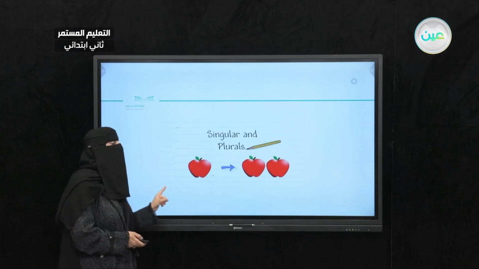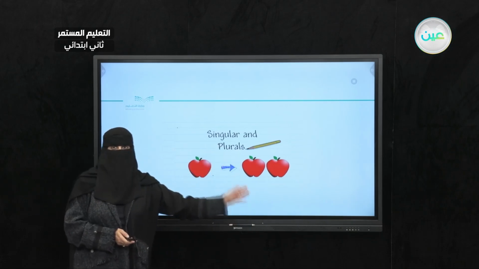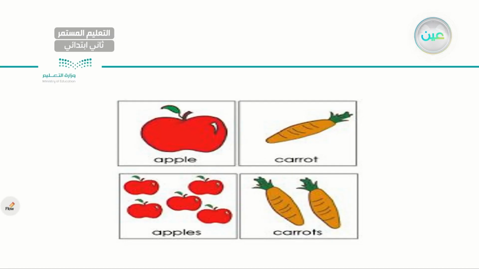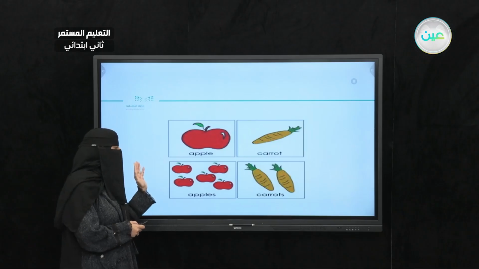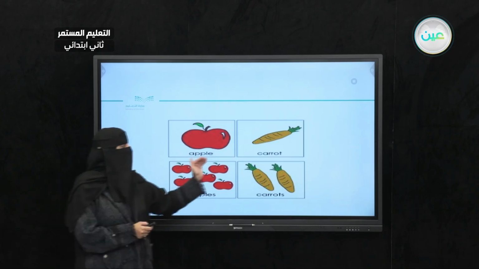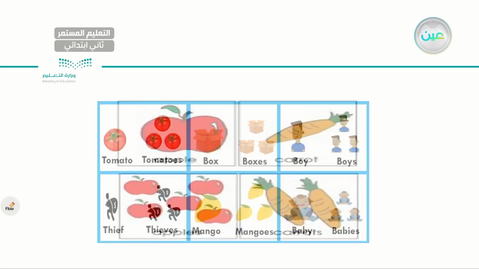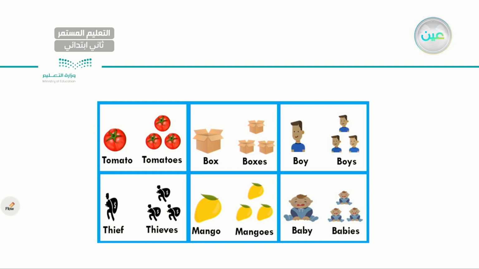As you can see here, I have an apple. I have apples. Apple and apples. As you can see, for apple, we are going to add an S for plural. I have 1 apple, an apple, and I have 1, 2, 3, 4, 5 apples. Okay? Same for carrot. I have a carrot, 1 carrot, and I have 2 carrots with an S. Okay? So, apple, apples, carrot, carrots.